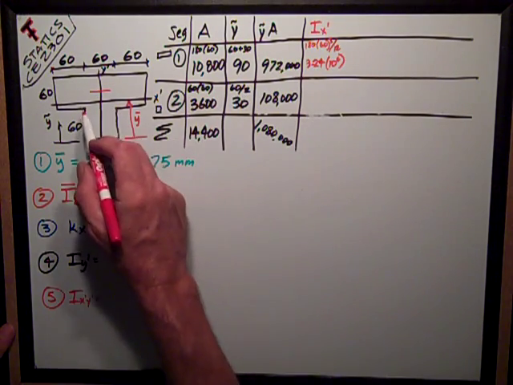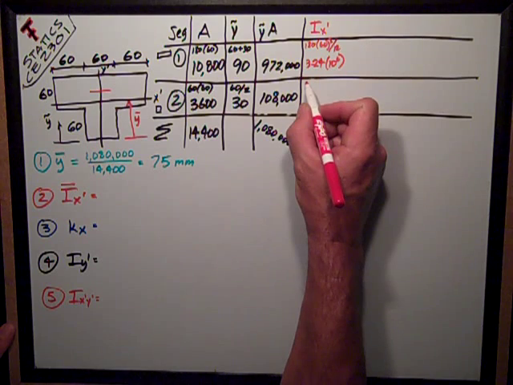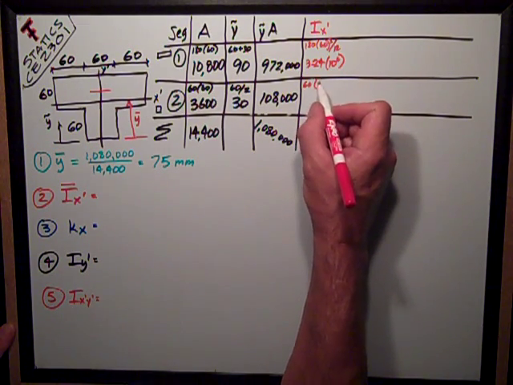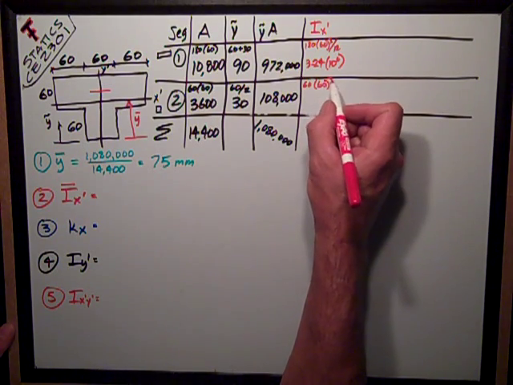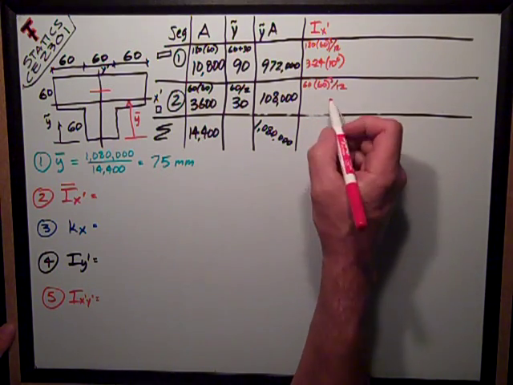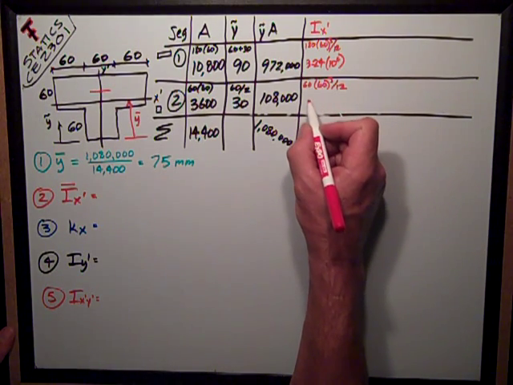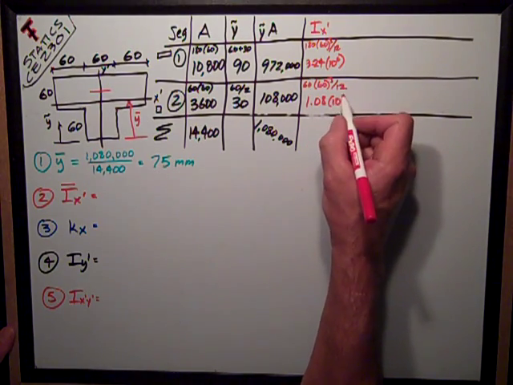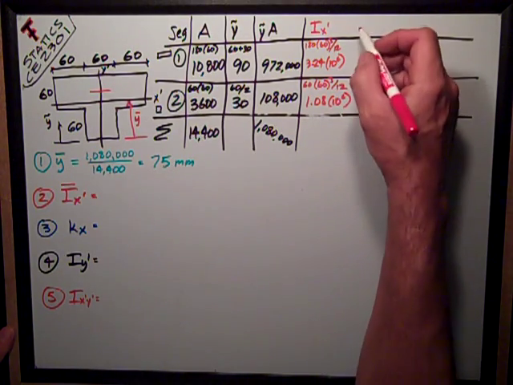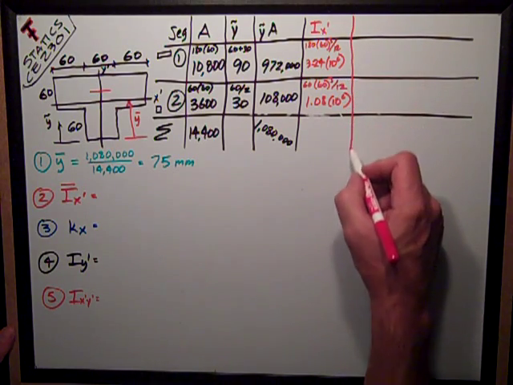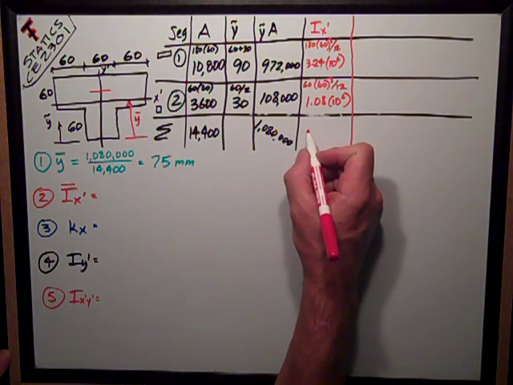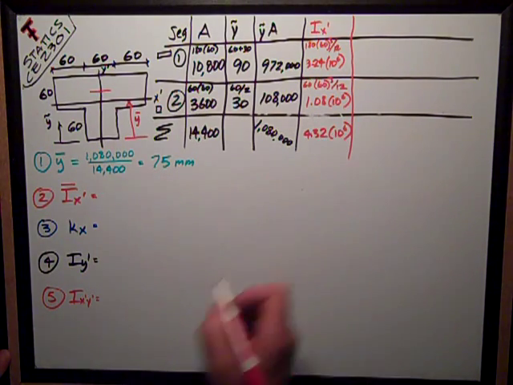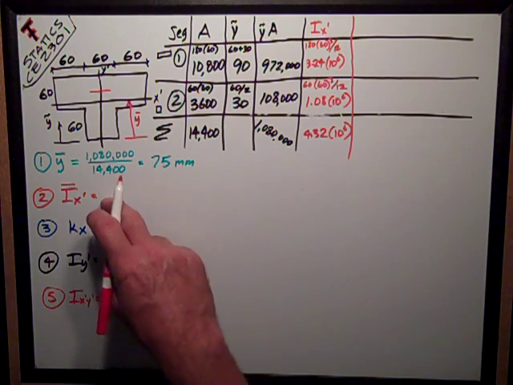For the square that's 60 by 60, the centroidal moment of inertia about the x prime axis is the base, 60, times the height, 60 cubed, divided by 12. That equals 1.08 times 10 to the 6th. Now I want to add those up, and I get 4.32 times 10 to the 6th. So that's part of my number for this.